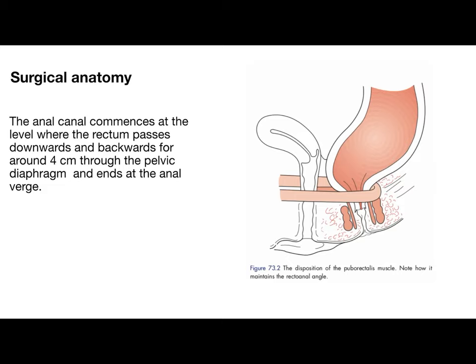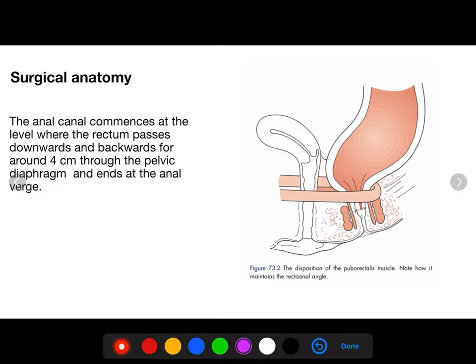Surgical anatomy of the anal canal. The anal canal commences at the level where the rectum passes downward and backward for around 4 cm through the pelvic diaphragm and ends at the anal verge. It starts from the end of the rectum and ends at the anal verge, and its length is approximately 4 centimeters. The angle between the rectum and the anal canal is made by the puborectalis muscle, so that there is a downward and backward passage of the anal canal.